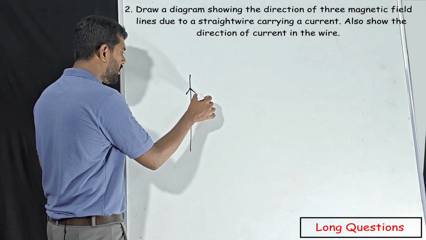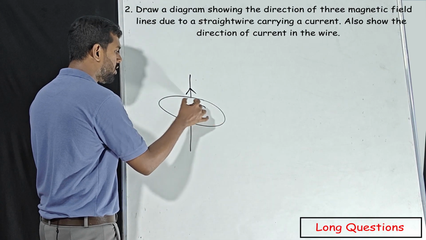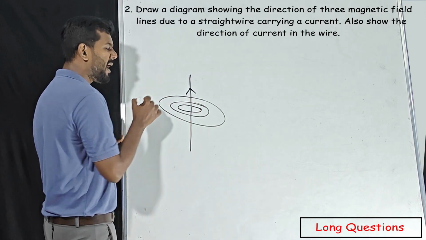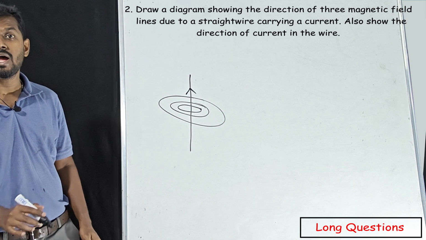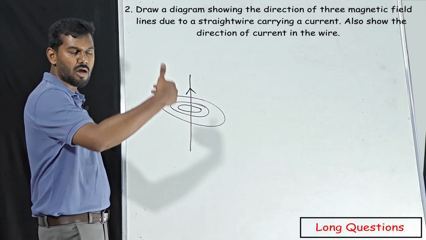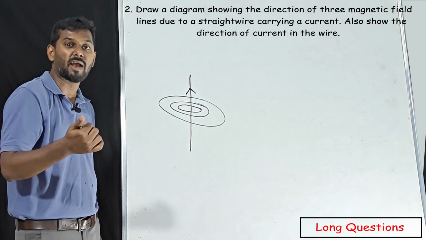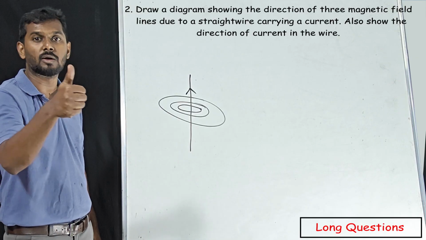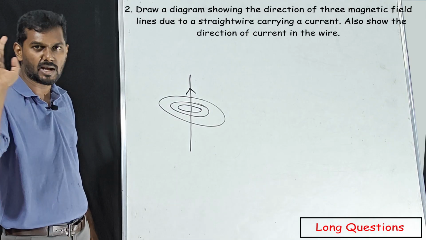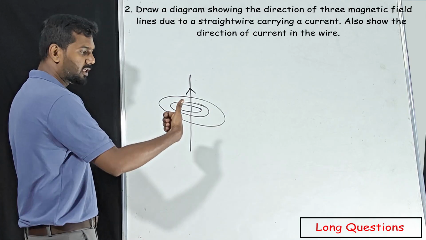Okay, now here we have to draw three different magnetic field lines, and we have to show the direction. Listen, whenever the current is going in the upward direction, to find the direction of the magnetic field, we have to use the right hand thumb rule. The direction of the magnetic field is always related to the right hand thumb rule. Keep this in mind.